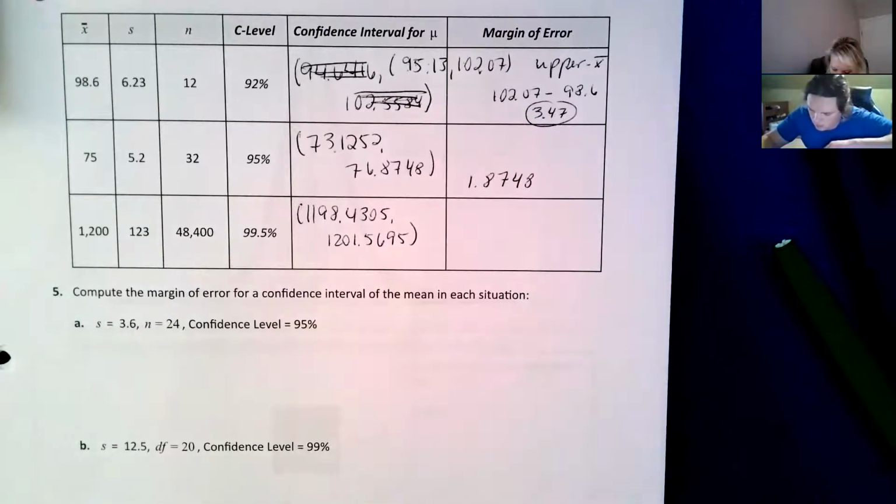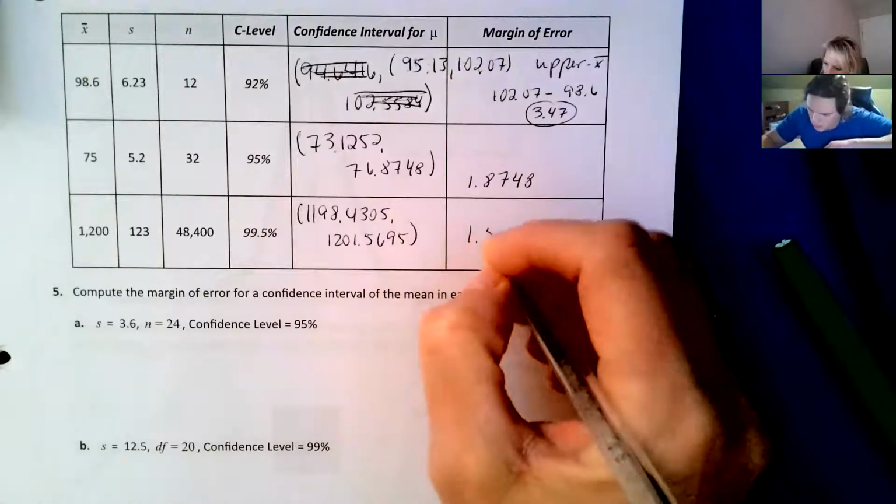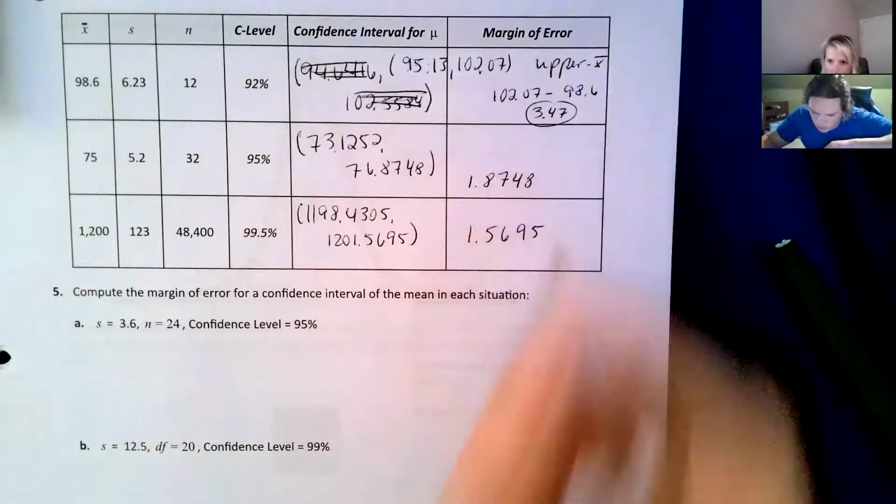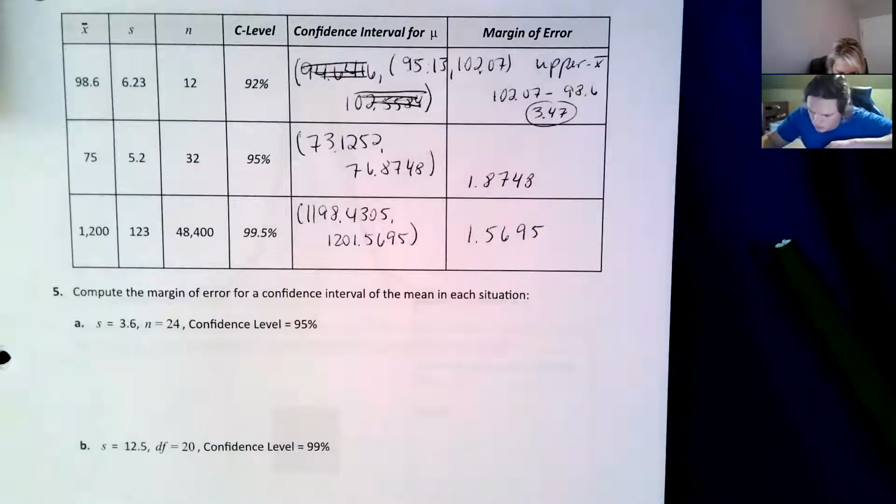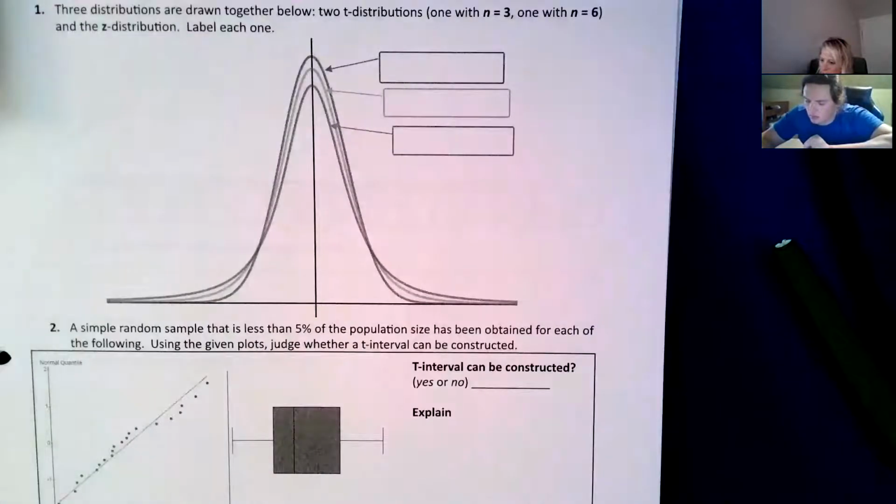Did everybody get 1.5695 for the third? Yes. Okay, next.